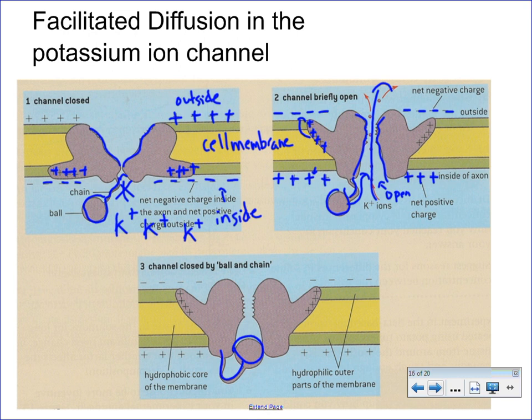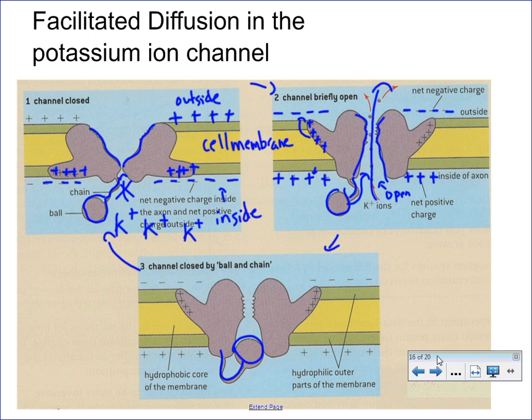And eventually the cell membrane will return to a state where it is positively charged on the outside and negatively charged on the inside. And the potassium ion channel will return to its original conformation. And this whole process will repeat itself again with the next nerve impulse that passes through that neuron. So that is it for this video for 1.4.